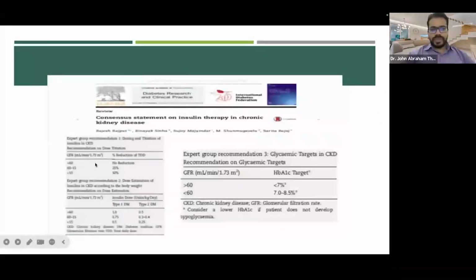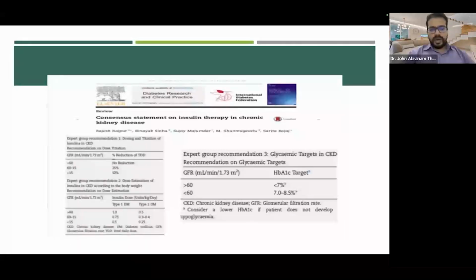So if you are using insulin, the recommendation on dose titration is as follows. If the GFR is more than 60, no reduction in the total dose. If the GFR is between 15 to 60, there is a 25% reduction in the dose. And if the eGFR is less than 50, there is a 50% reduction in the dose.